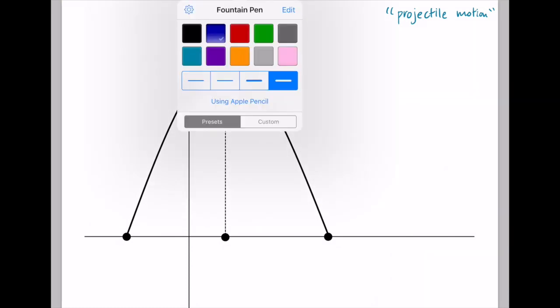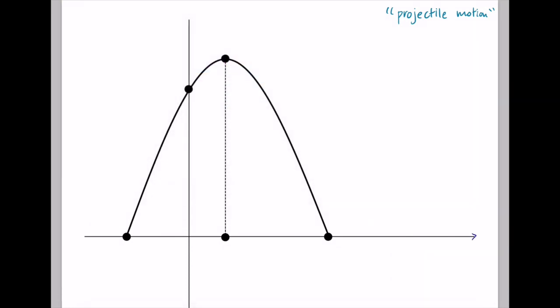So the first thing that we want to do is label our axes. So we always have our horizontal x-axis and our vertical y-axis. For every problem we're going to encounter with projectile motion, we want to say that our x-axis is time. And then we can say that our y-axis is height. So we're looking at the relationship between an object's height and the amount of time that has passed.